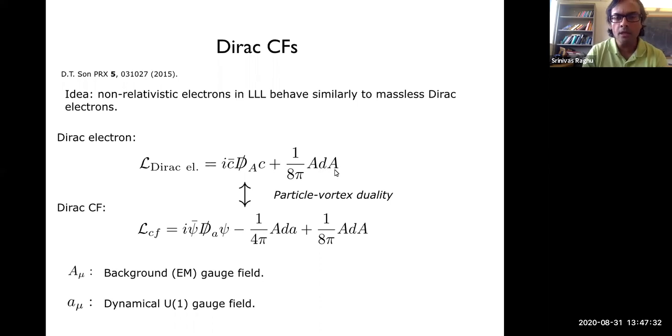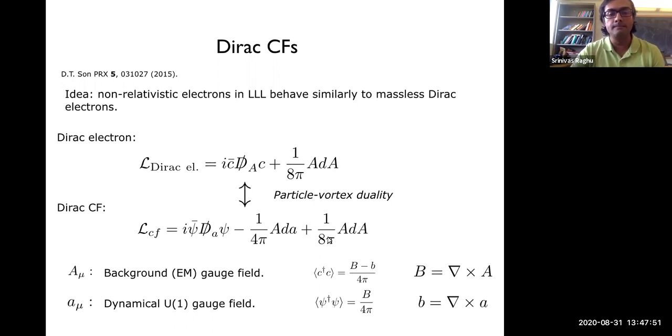Now, in recent years, we know that this theory is dual to a gauged Dirac electron, a Dirac composite fermion rather, where this object is coupled now to a dynamical U(1) gauge field, little a, and then there are these additional terms which are required for getting the right electromagnetic response.